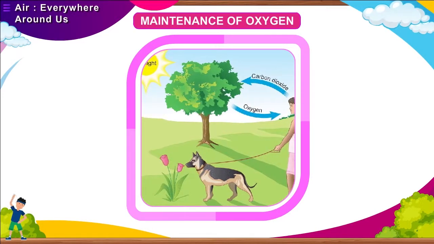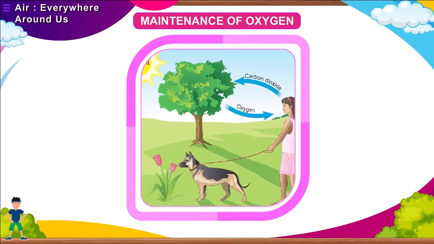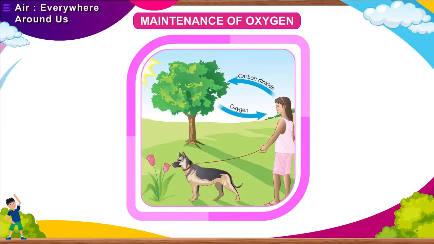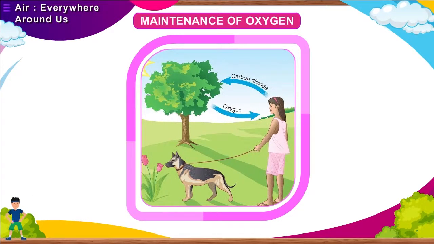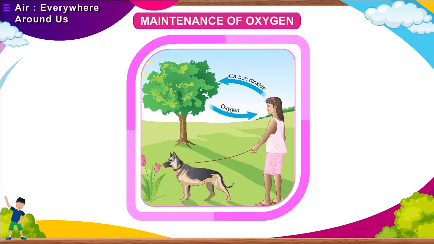Maintenance of oxygen. The oxygen that is present in the air is used by all living creatures. Then, all the oxygen present in the air should come to an end. But this is not what actually happens. The question is, from where does this oxygen get replenished in the air?